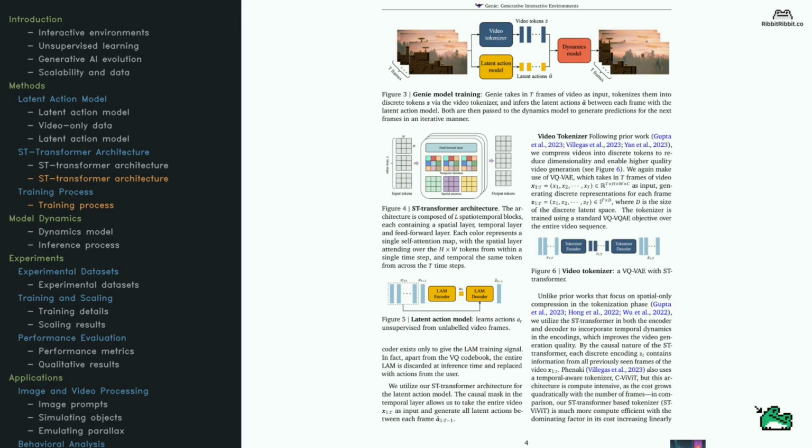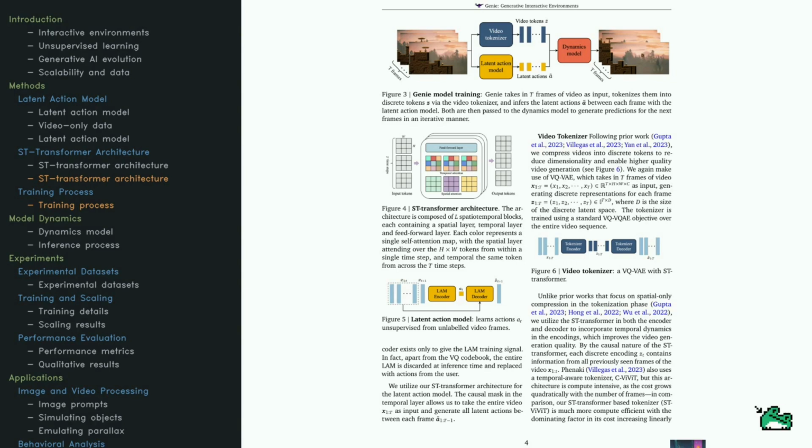The training process begins by breaking video frames into smaller, discrete tokens using a video tokenizer. Genie then infers latent actions, predicting what happens between frames. These tokens and actions feed into a dynamics model that predicts the next frames.